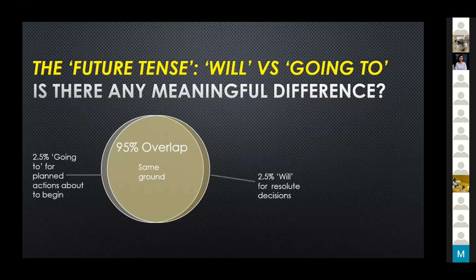Frankly speaking, will and going to could be used alternately without any change in meaning about 95% of the time. The differences aren't really meaningful. There are a few small cases where, for example, going to would be used for planned actions about to begin. So, yeah, I'm going to go get the pizzas now. Or will for resolute decisions. You know, I will marry her. I will do it. Something like that. But these are very, very minor cases.